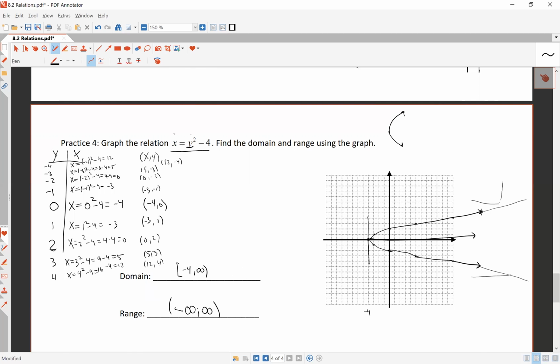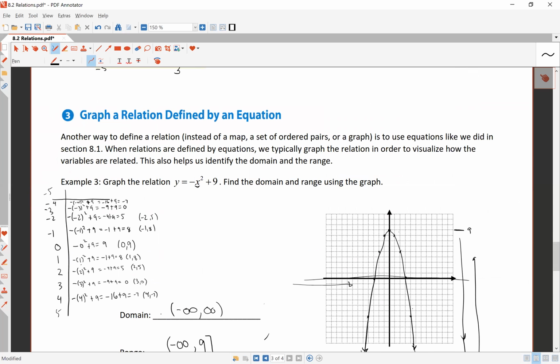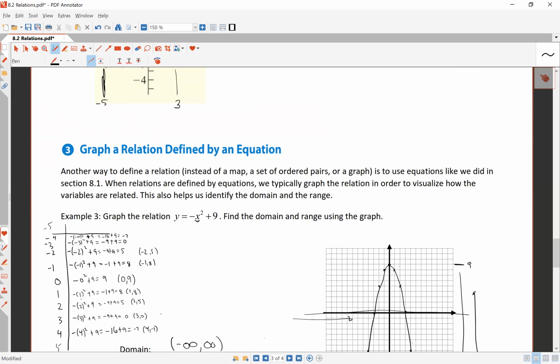This concludes the video for section 8.2, Relations, Objective 3, Graph a relation defined by an equation.